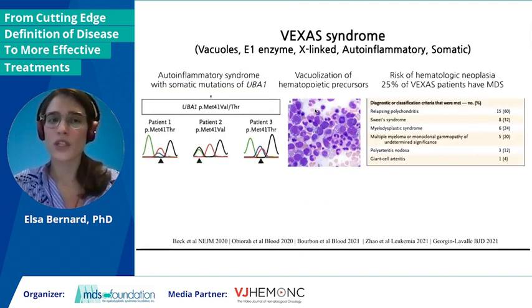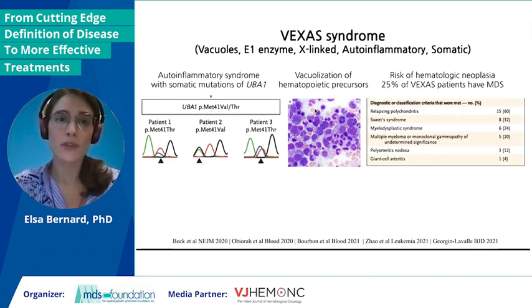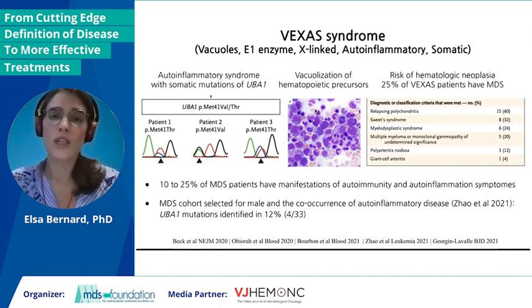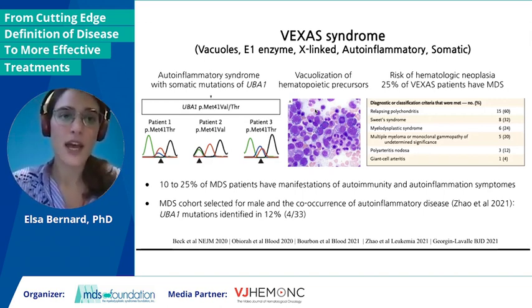And the reason why we are screening for mutations in the ubiquitin activating enzyme UBA1 is based on the seminal study from Beck et al. in 2020, where they defined a new autoinflammatory syndrome called VEXAS, linked to somatic UBA1 mutations. VEXAS is characterized by vacuoles in the cytoplasm of hematopoietic precursor cells and the risk of development of hematologic neoplasia, where it has been described that 25% of VEXAS patients do have MDS. And vice versa, we know that a significant proportion of MDS patients have autoimmunity, autoinflammation symptoms.